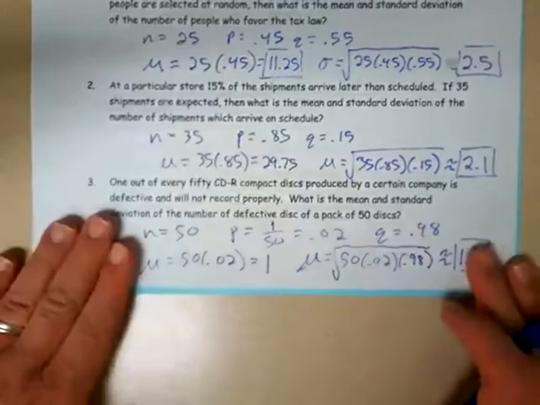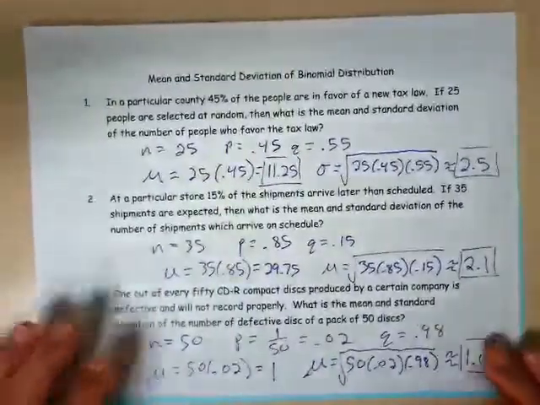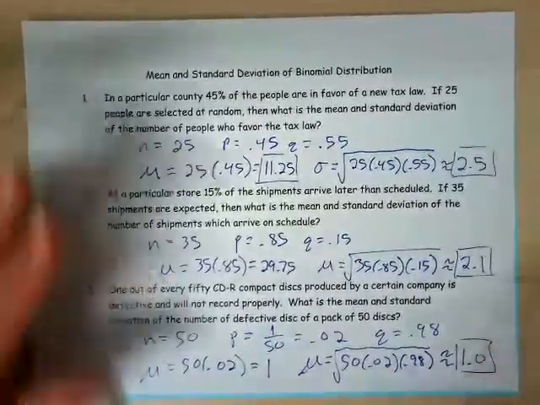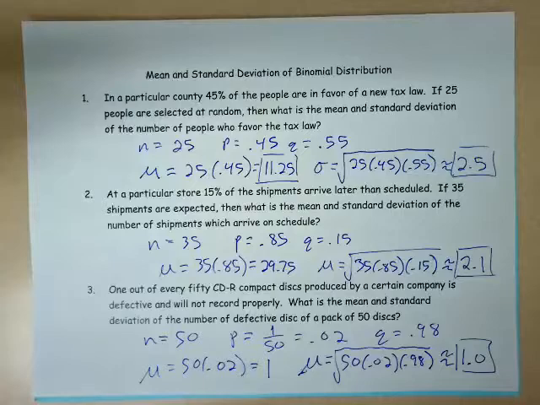Okay? So that's the idea. The mean and standard deviation of a binomial has a really nice, easy shortcut formula that you can use, and then you can find the mean and standard deviation.